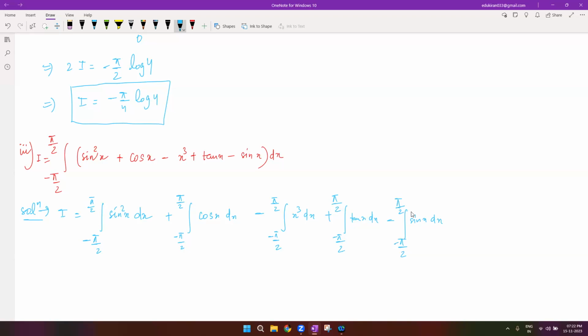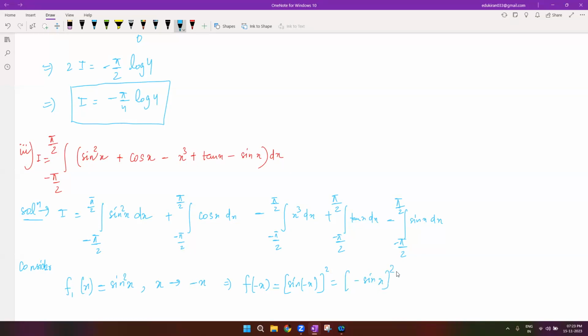So let's start first with sine square x. Let's take sine square x as the first function. So consider the first function as f1x, which is sine square x. Now to check even and odd, replace x with minus x. So your function will become f of minus x, which will be sine minus x whole square, right? Now we should know the formula of this. Sine of minus x is minus sine x.